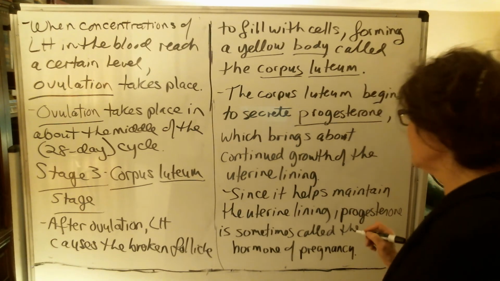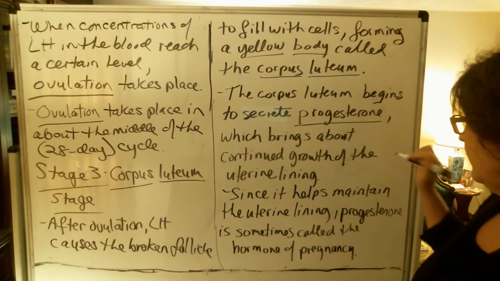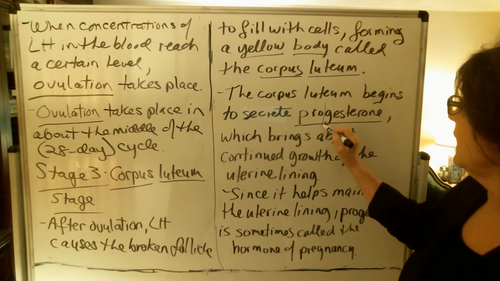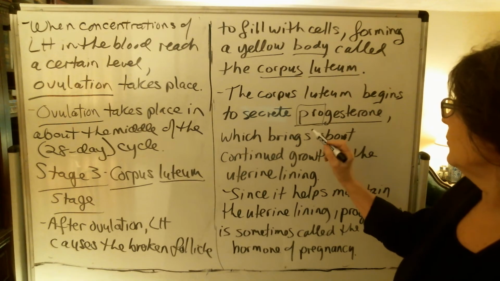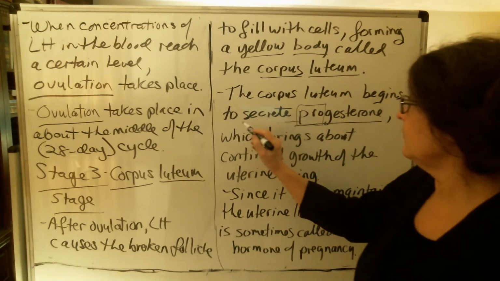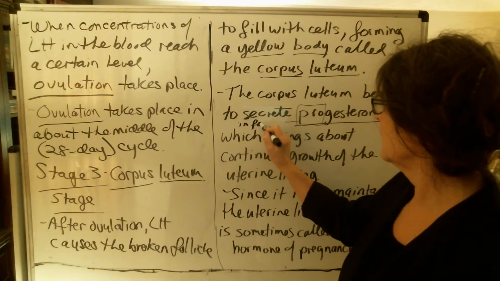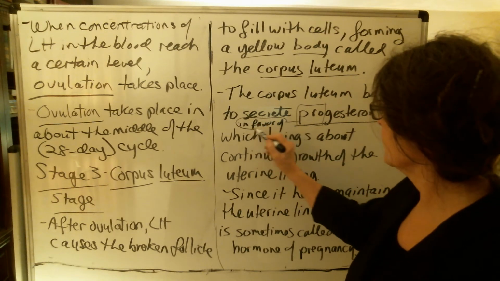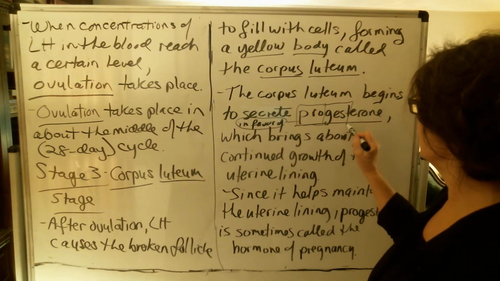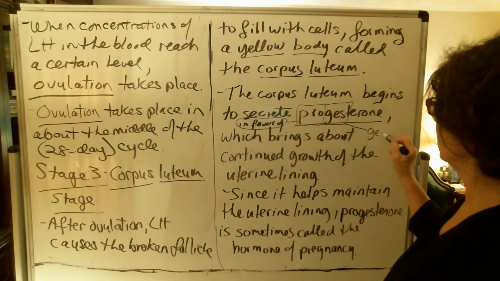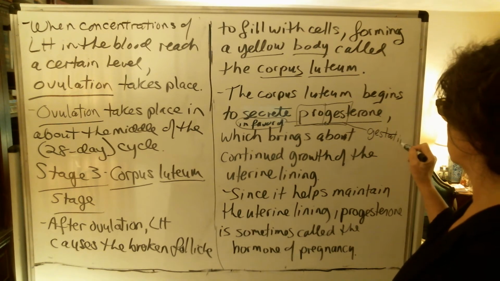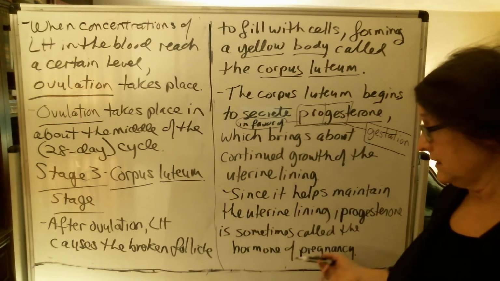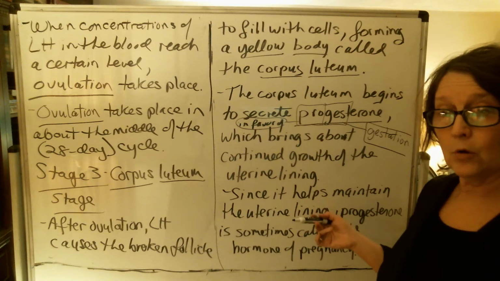So take a look at the word. So here we have progesterone. Now, you can actually figure out what this is about. Pro means as in favor of. So pro, gest, as in gestation. So this pretty much tells you what this hormone is about. This then, as I said, is sometimes called the hormone of pregnancy.